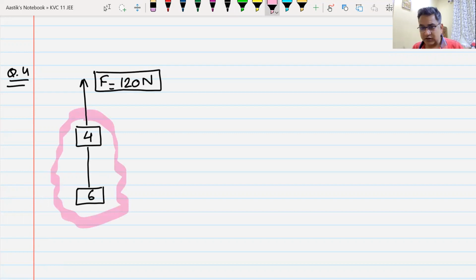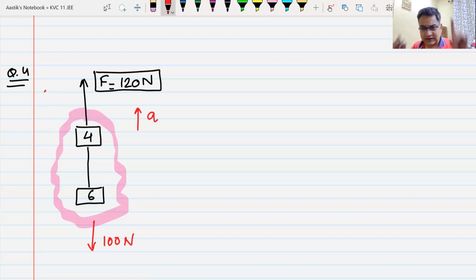the question becomes very simple, because now you can take these two blocks as one and write the equation. If you take these two blocks as one block, what is the total mass of the block? Total mass of the block becomes 10. So the downward force becomes 100 newtons. 100 newtons is trying to pull it down. 120 newtons is trying to pull it up. Where is it going to go? It is definitely going to move upwards.